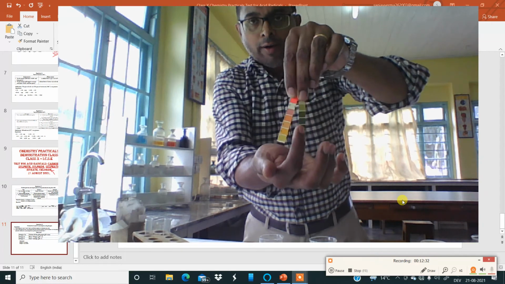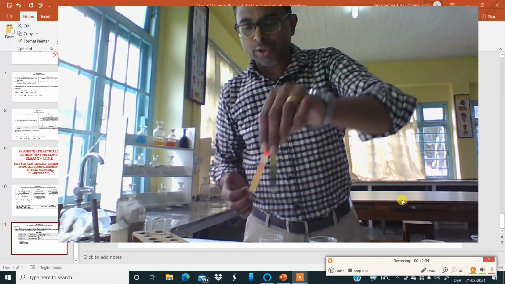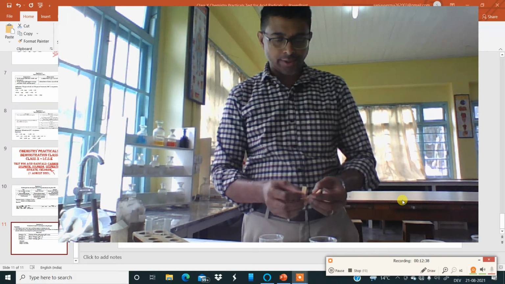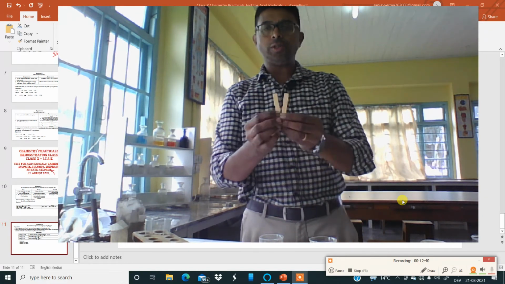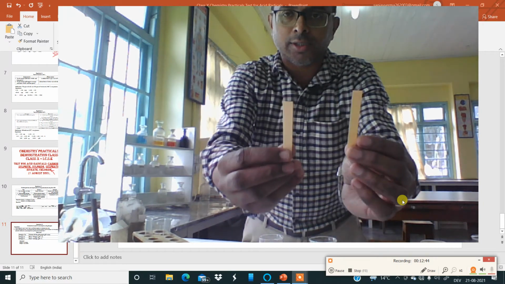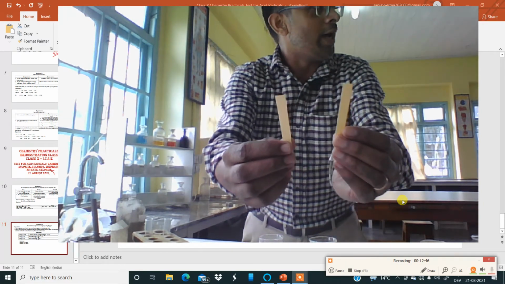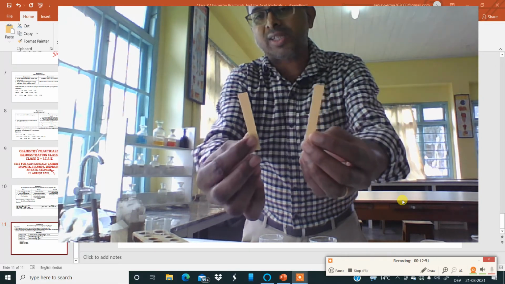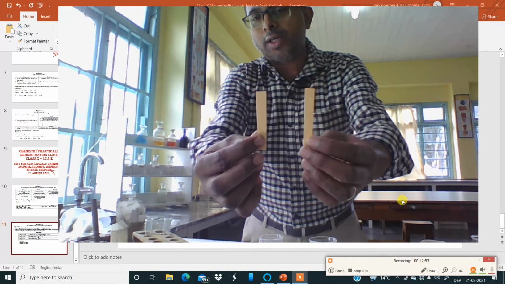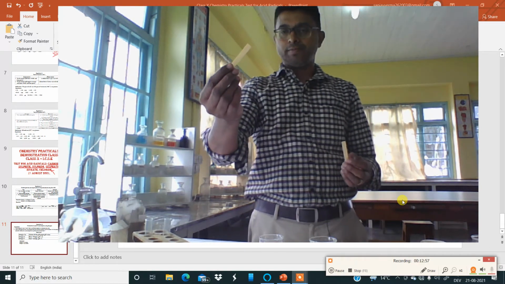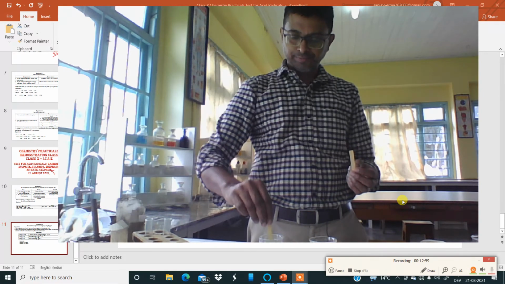So I will test the two solutions by using a universal indicator. This is how a universal indicator looks like. The original color is orange, but I don't know whether you can see the color or not. It is orange, skin color, human being skin color. Now I am going to dip one in one of the solutions and show you the color change.